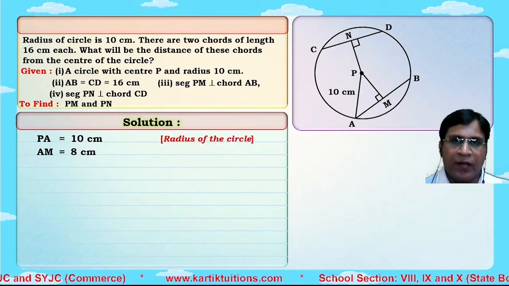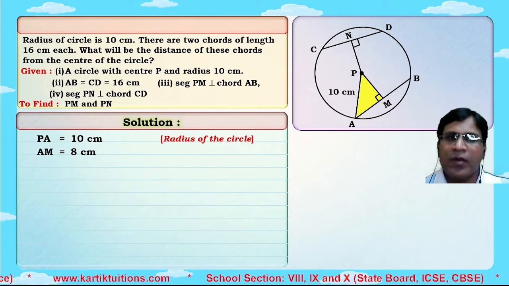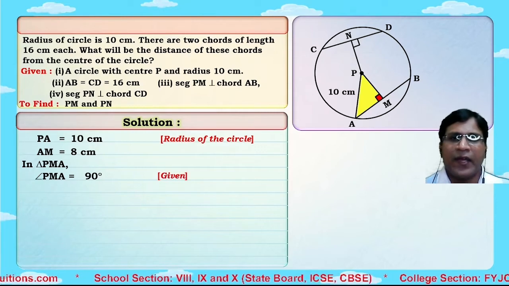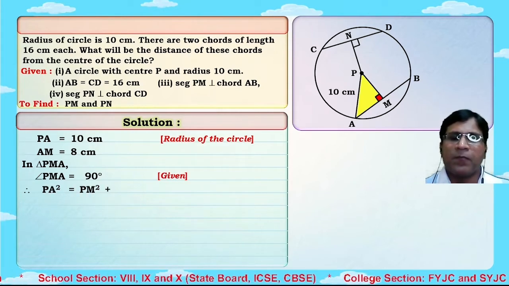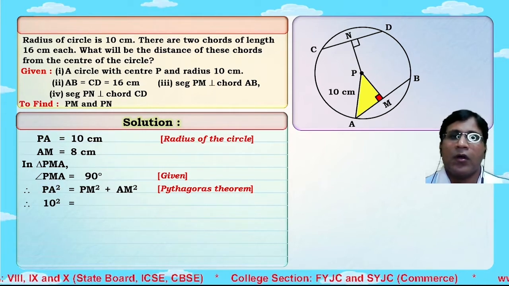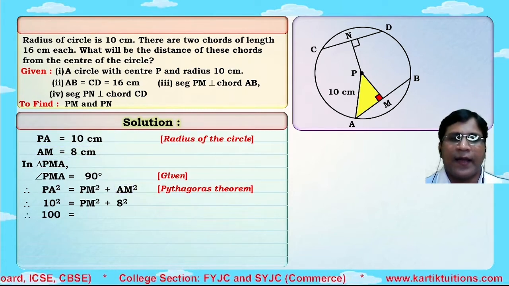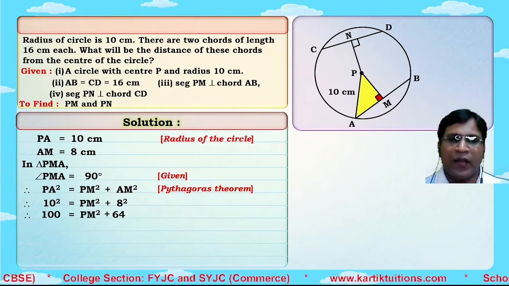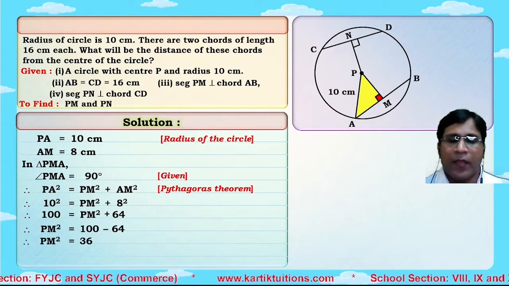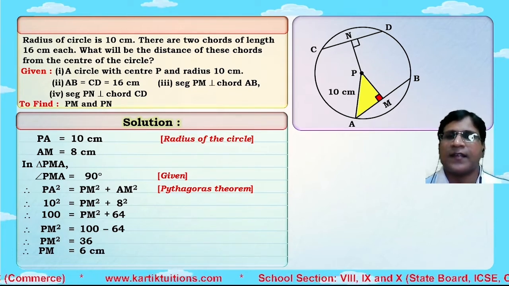Now see, in right triangle PMA, we know the length of the hypotenuse, we know the length of AM. Can we get PM? Yes, by applying the Pythagoras theorem. So when we apply the Pythagoras theorem, we get PA square is equal to PM square plus AM square. Now PA is 10, so it becomes 10 square is equal to PM square plus 8 square. Now 10 square is 100 and 8 square is 64. When we shift 64 to the left hand side, it becomes minus 64. So it is 100 minus 64, that will give us 36. Now the square root of 36 is 6. So in other words, we get PM as 6 centimeter.